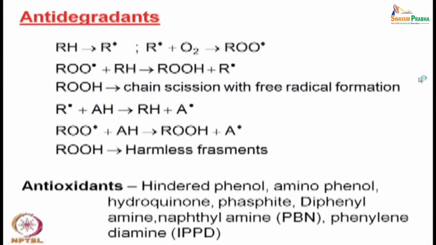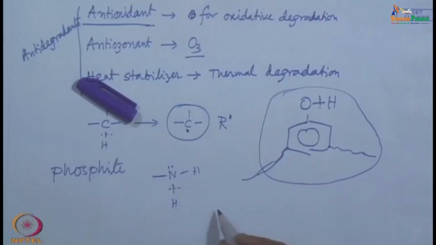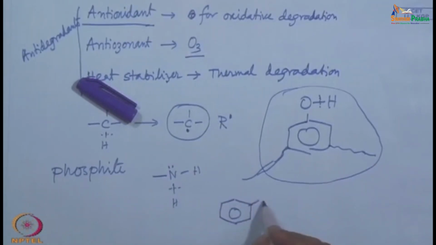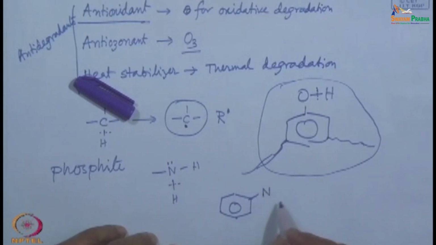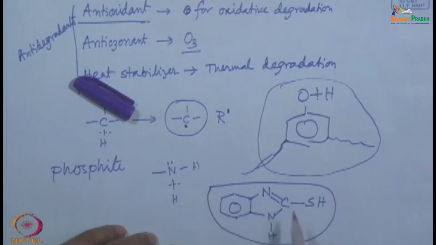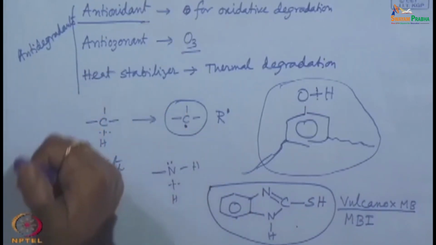Now, there is one antioxidant made by Bayer, Germany, that is mercaptobenzimidazole. The formula of this mercaptobenzimidazole is this. This is a very good antioxidant, marketed as MBI or Volcanox MB. In other words it is known as MBI, mercaptobenzimidazole, or by the company's name Volcanox MB; the chemical name is mercaptobenzimidazole.